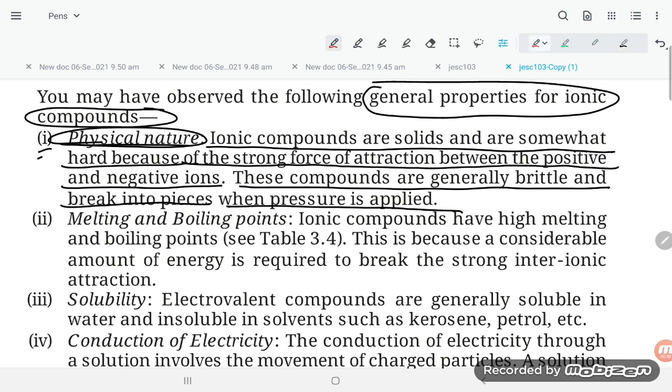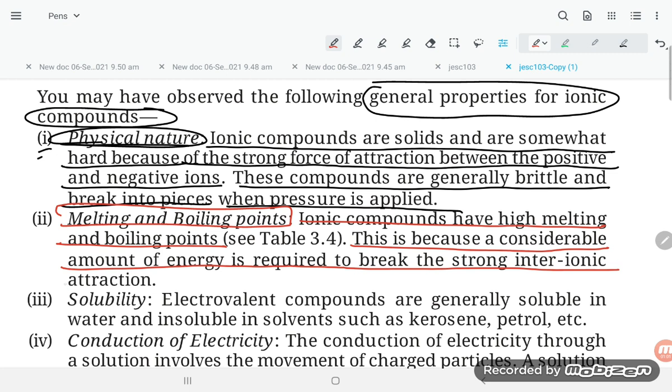Second point: melting and boiling point. Ionic compounds have high melting and boiling points. This is because a considerable amount of energy is required to break the strong ionic force of attraction. Because the ionic force of attraction is very strong, more energy is required to break the bond. It means that for boiling, we need to give a high temperature. That is why ionic compounds have high melting and boiling points.